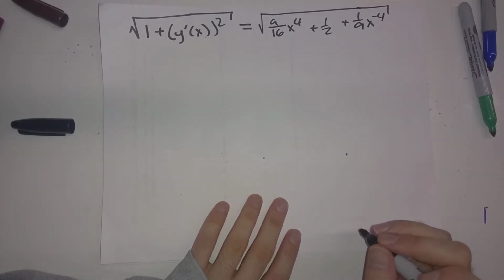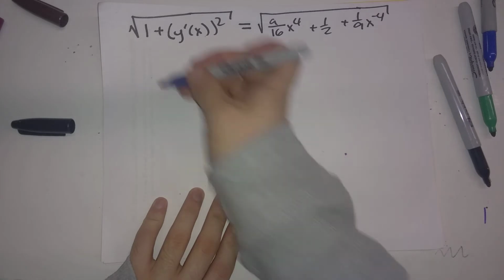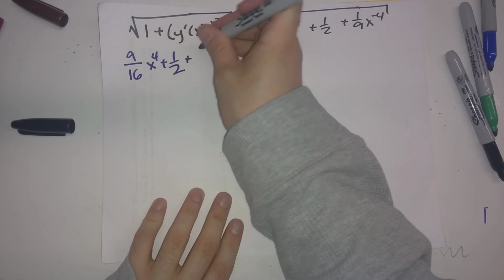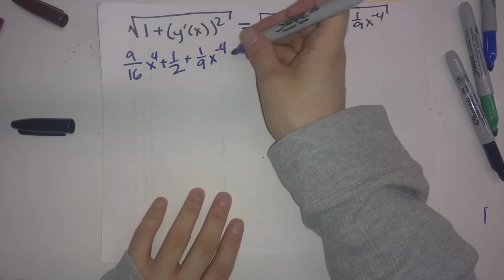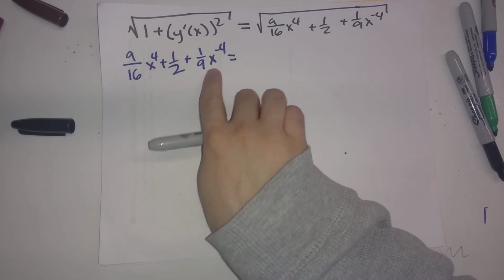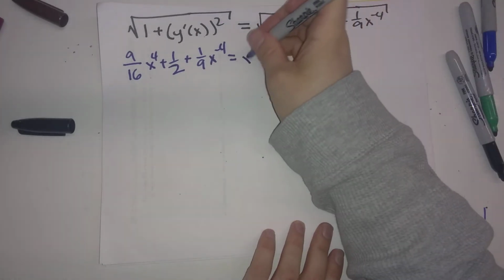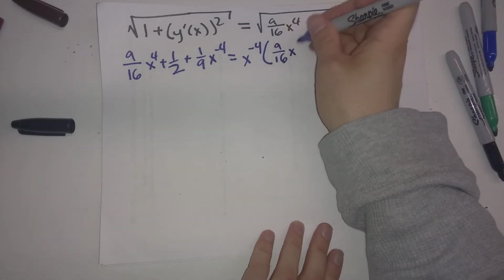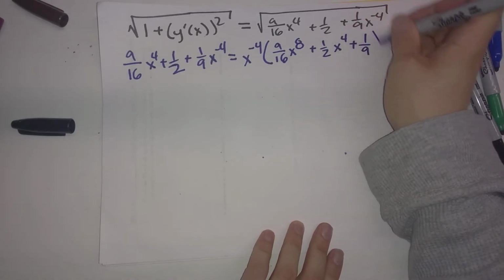So it's going to take a little bit of time to crunch this out. Let me show you how I would approach this. Our goal here is to write 9 over 16 x to the 4th plus 1/2 plus 1/9 x to the minus 4th as a perfect square. How do we do that? A couple of things I'm going to do. I'm going to clear out negative powers of x. So I'm going to factor out x to the minus 4 from each of these terms. So this would give me 9 over 16 x to the 8th plus 1/2 x to the 4th plus 1/9.